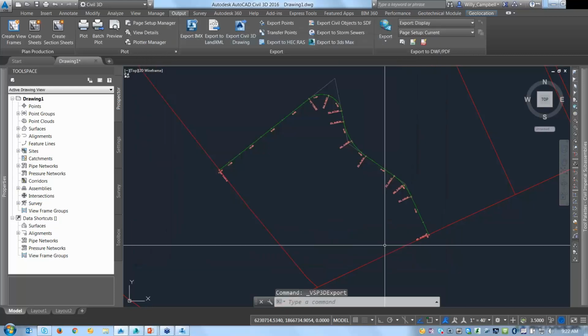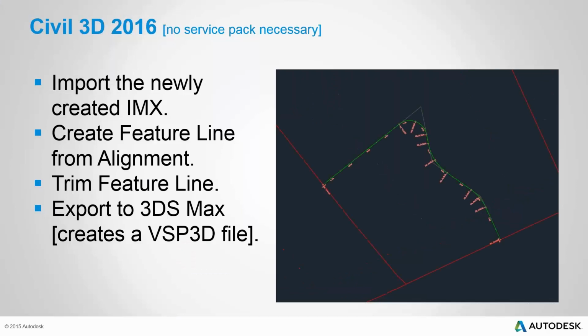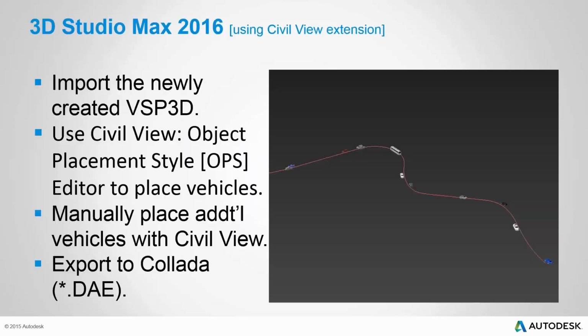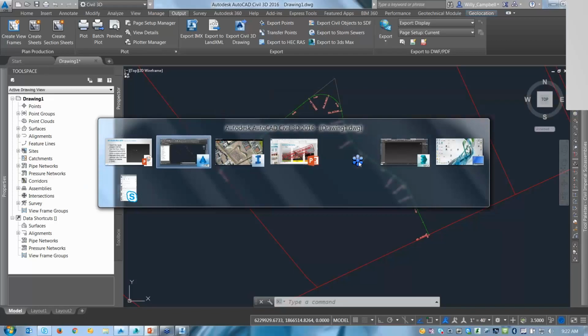And now, if we look at PowerPoint here, if we go to the next one, the next thing we're going to do, thanks Dave for the slide, I borrowed yours from last time, because I really like the little excited guy here. So now we're going to import the VSP 3D file that we just created. We're going to use the Civil View extension using the Object Placement Style Editor to place the vehicles along the line. We're going to manually place some additional vehicles, and then we're going to export to Collada and bring that back into InfraWorks. So let's switch over now to 3D Studio Max.